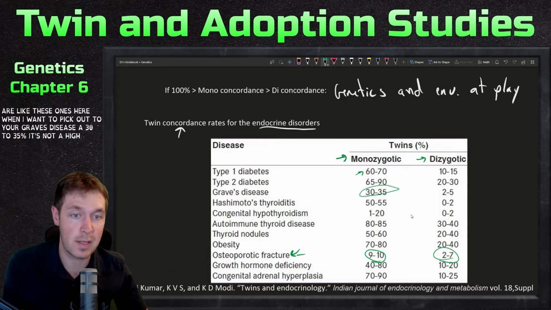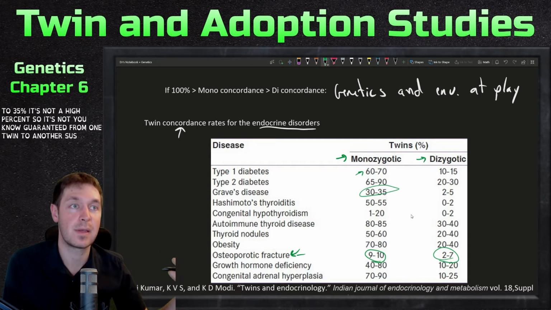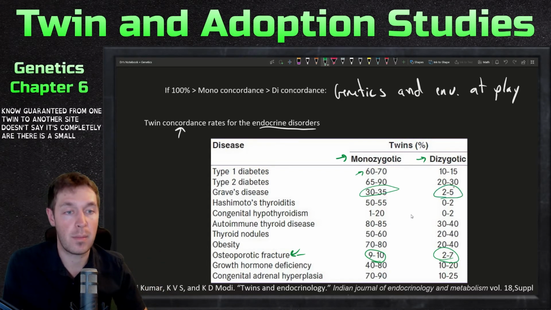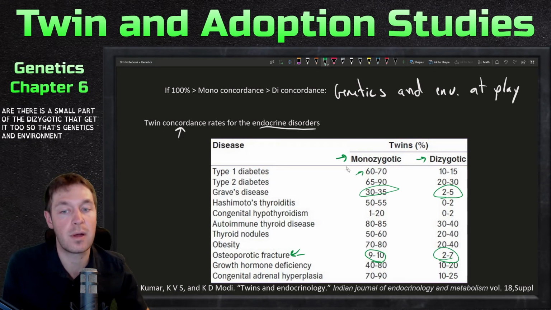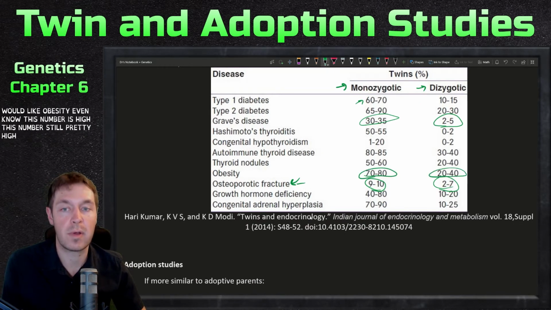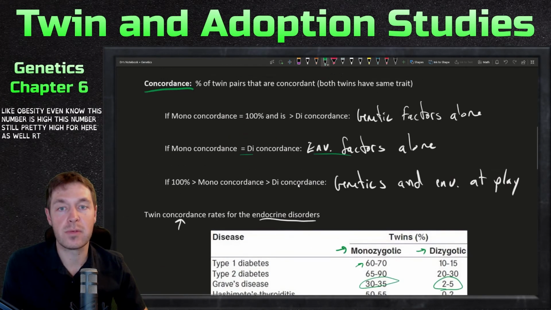It's not a high percent, so it's not guaranteed from one twin to another. So that doesn't say it's completely genetic. There's a small part of the dizygotic that get it too. So genetics and environment are at play for many of these. Like obesity, even though this number is high, this number is still pretty high over here as well. Alrighty, so those are twin studies.